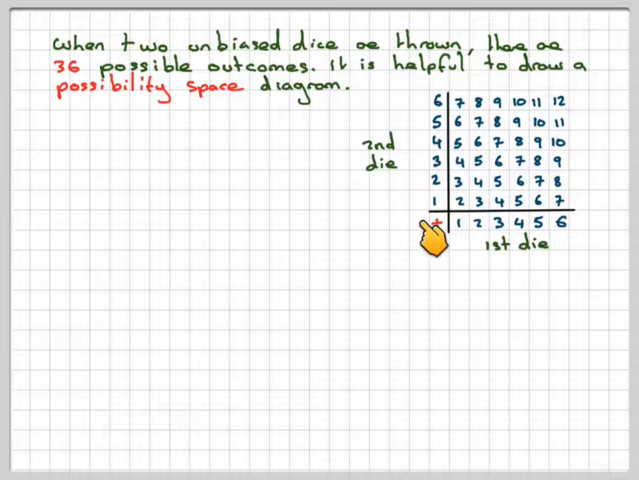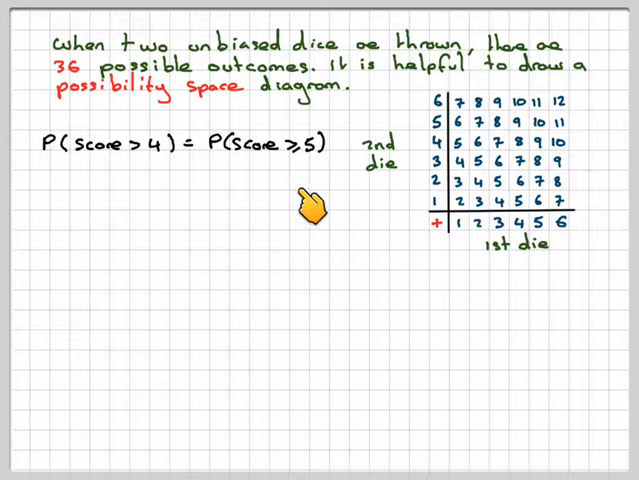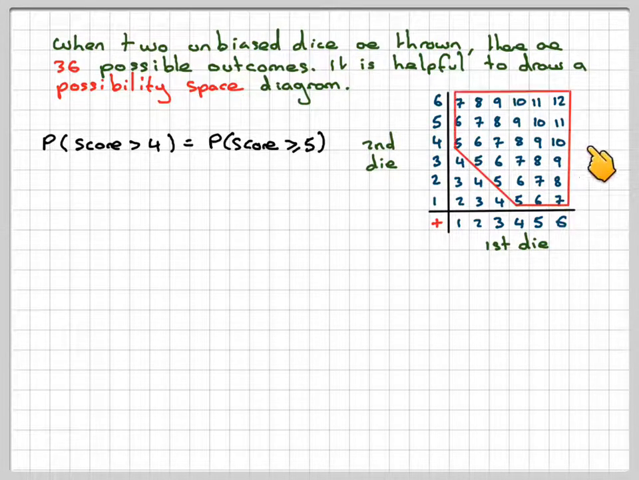It doesn't matter what you put here and what you put here, they can be the other way around if you want. So we want the probability the score is greater than 4, which again is the probability that the score is greater than or equal to 5. When you draw a possibility space diagram, it's useful to annotate it when answering questions. So 5 or more will be all those that I've circled there in red. That's going to be 30, because there are 30 here, divided by 36, because there are 36 possible outcomes, and that cancels down to 5 out of 6.